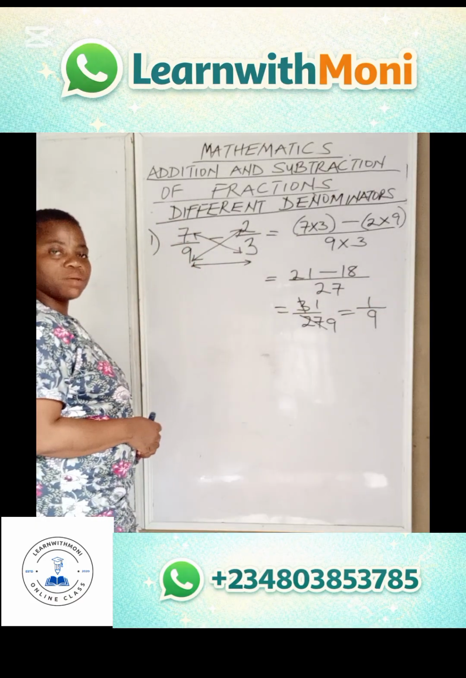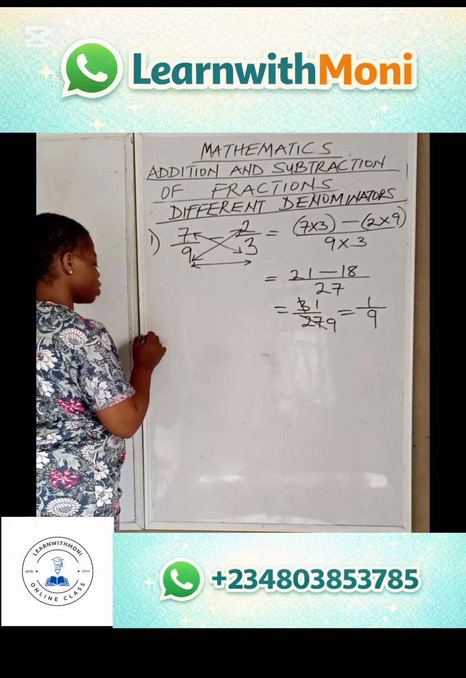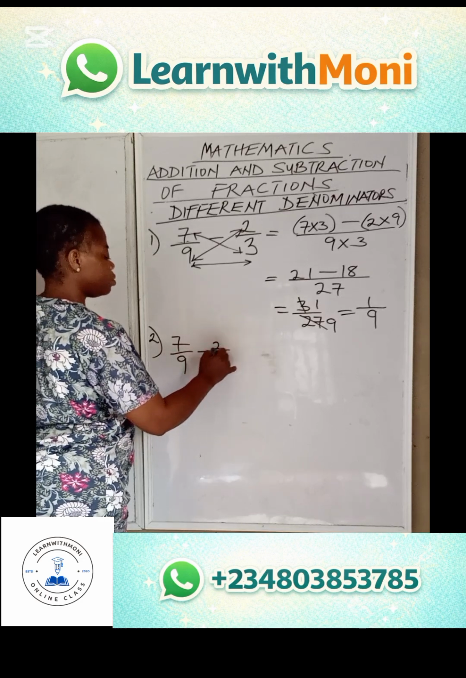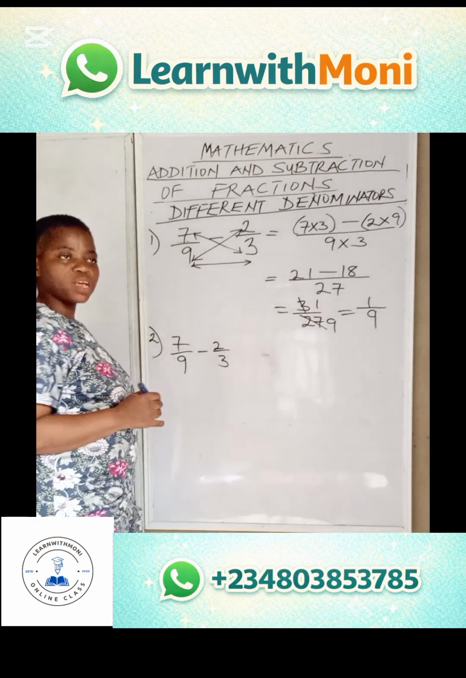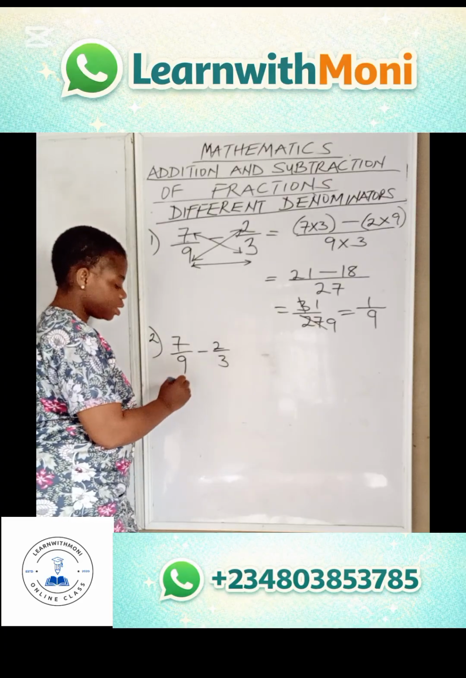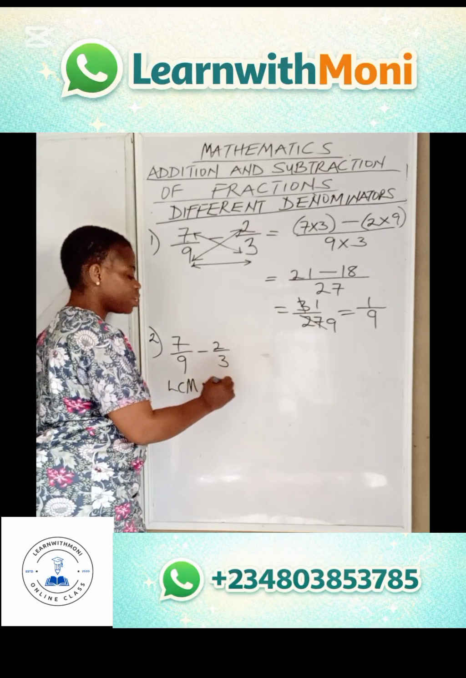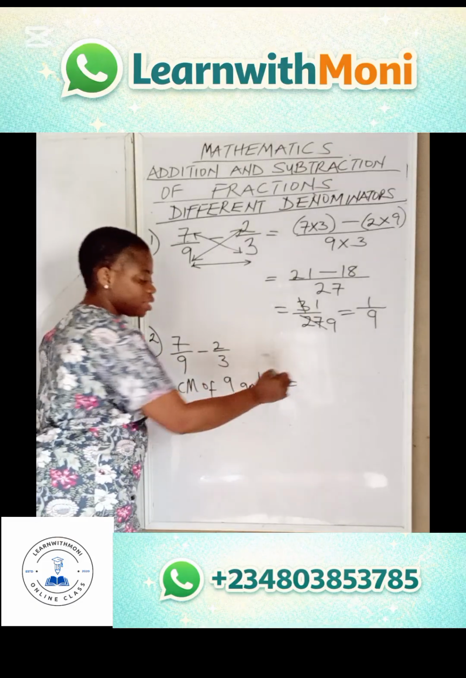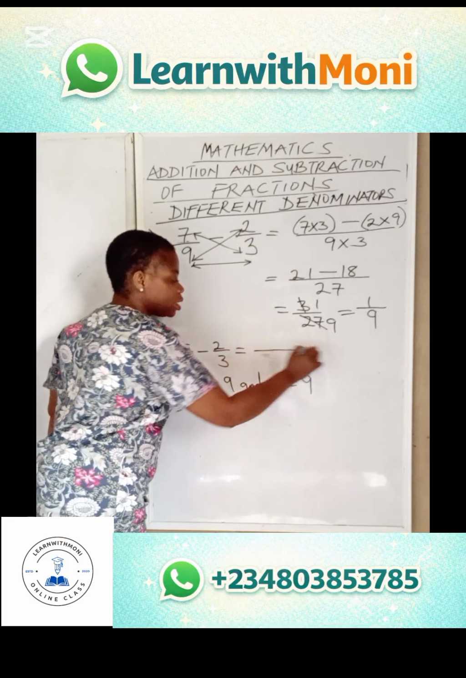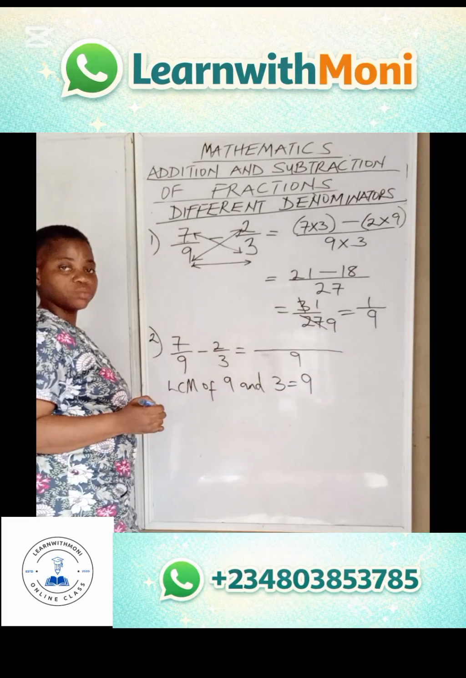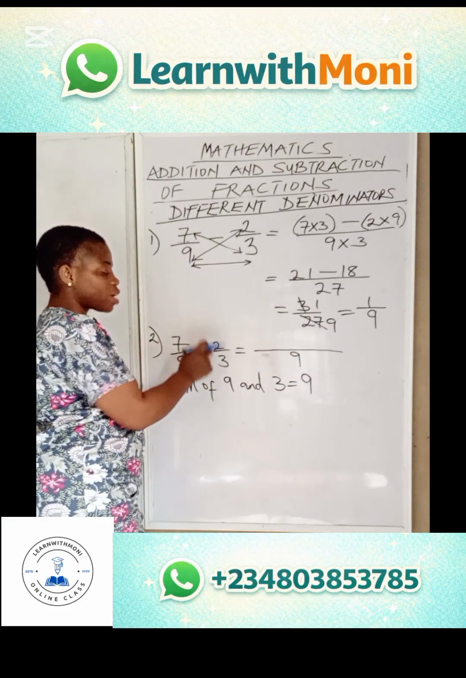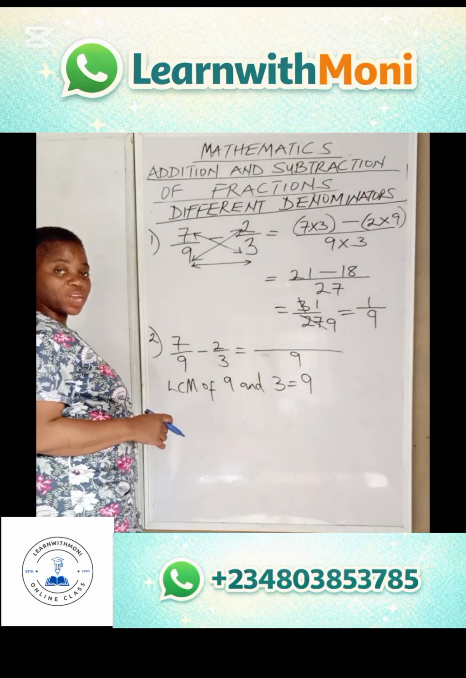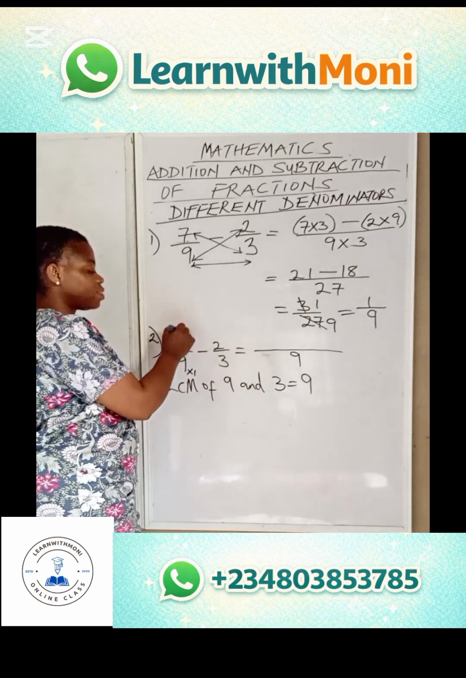Okay, let's see the second method. I'm going to be using the same question. This second method, I'm going to be exploring the LCM. The LCM of 9 and 3. The smallest number 9 and 3 can divide is 9. So we are going to employ that as our common denominator. So that I will make each of these fractions have a denominator of 9. This is already having a denominator of 9. So that is just 9 times 1 and 7 times 1.